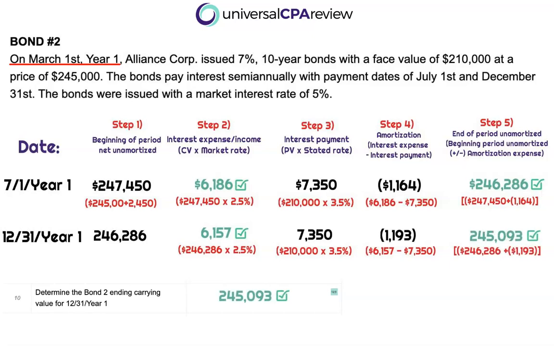All right, we now know our ending carrying value and our semi-annual interest expense for the December 31st date. Okay, so these two would represent the correct answer choices. Okay, so that is how it's done. And at the end of the day, if we know these effective interest method tables, you're going to get these right every single time.